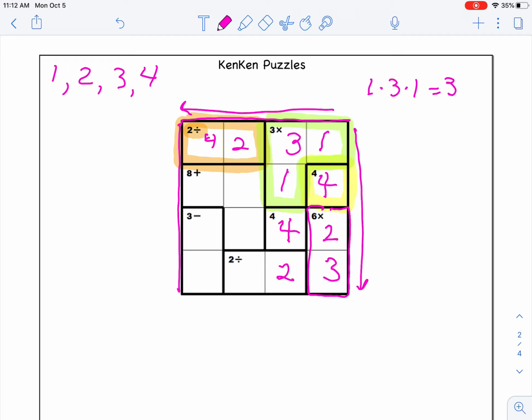So now, again, just keep working on the other ones, and hopefully that gives you some insight. But I just wanted to give you a quick explanation about Sudoku and KenKen.